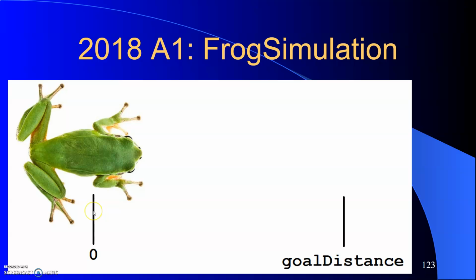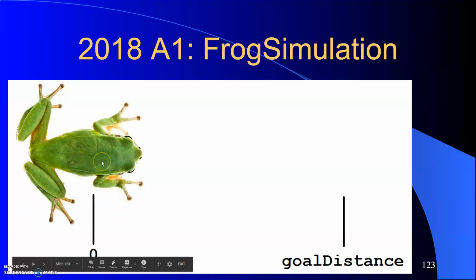Frog starts at zero. Let's say our maximum number of hops is 3. The frog goes 1, 2, 3. Well, it didn't reach the goal. That counts as a failure, so we'd return false. Or let's say the frog starts at 0, and on the first jump it goes here, and the second jump goes negative past 0 in the wrong direction. Well, that's another failure.